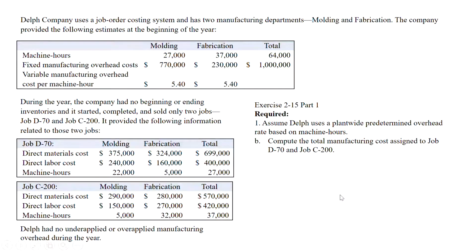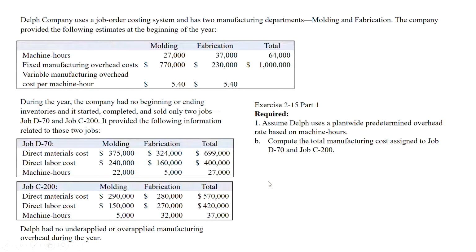Now we're going to move on to part B, where we're going to utilize that information, that's just estimated overhead, predetermined overhead rates, and help us actually apply manufacturing costs to our two assigned jobs. Now the bottom part here gives us actual costs for these jobs: direct material, direct labor. It also gives us actual hours. Again, these were just estimates of what we thought was going to happen. These are the actual hours for these individual jobs that they utilize machine hours.